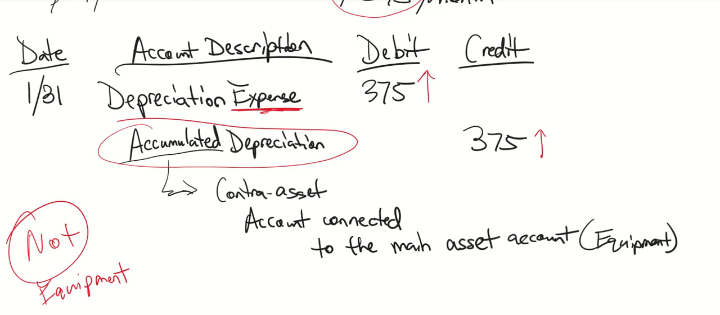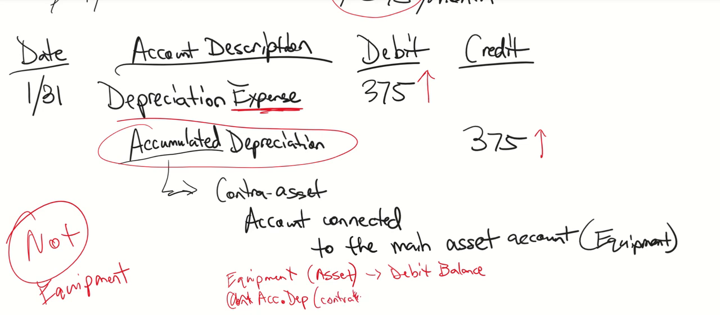Now, one thing about contra asset before I leave: the contra asset account is going to have an opposite normal balance than the main account. For example, equipment is an asset and it has a normal debit balance. Accumulated depreciation account is a contra asset account that has a normal credit balance. Because this credit balance is supposed to go against this debit balance. In other words, it's going to reduce the balance in the main account. So this is what this account, accumulated depreciation, is for.